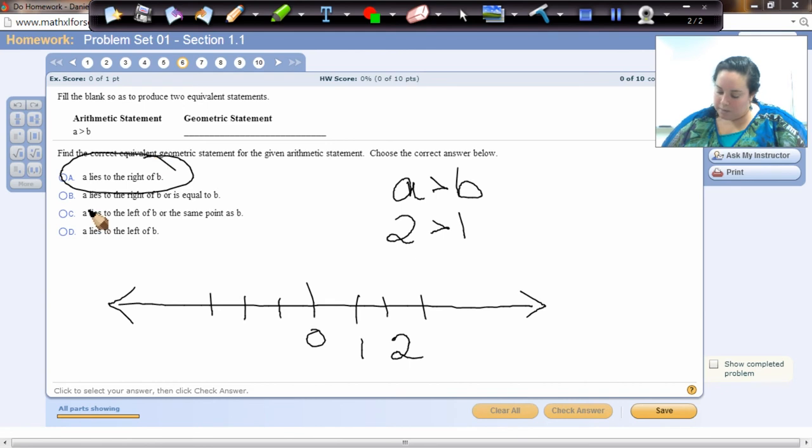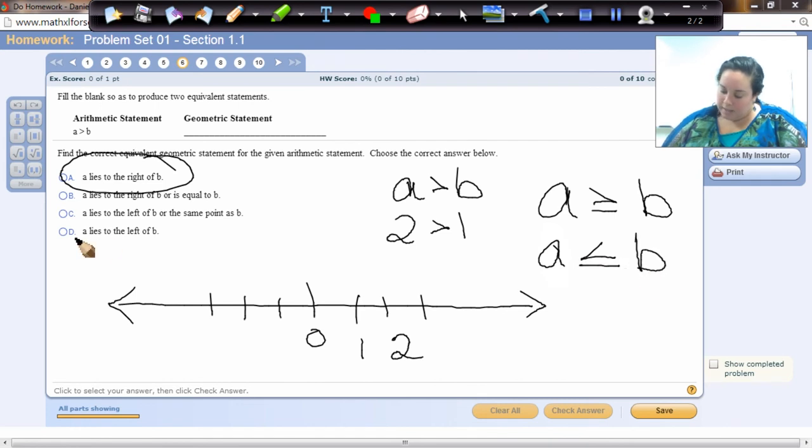If it was the second one, lies to the right of or is equal to B, what would be different? It would look like this, with a little line under the inequality symbol. That would be equal to. What about lies to the left of B or the same point as B? For left, we would have the less than or equal to symbol. And for the last one, A lies to the left of B. That would be strictly less than B. But we have this one, so our answer is A.